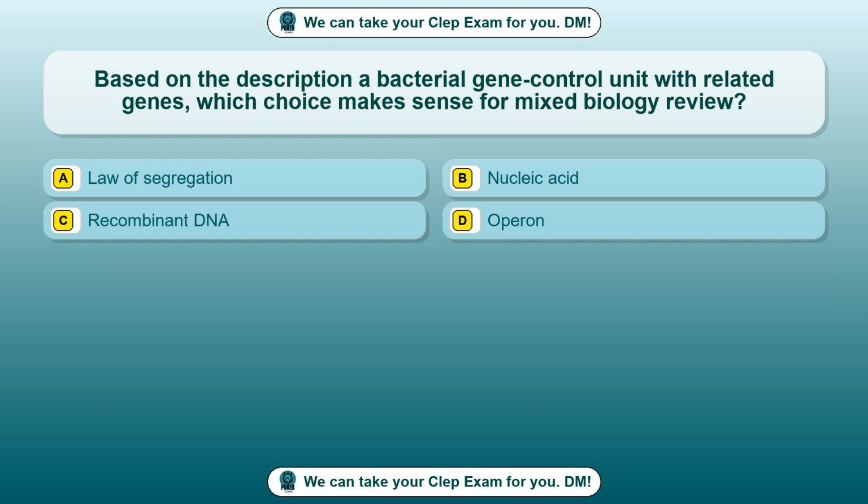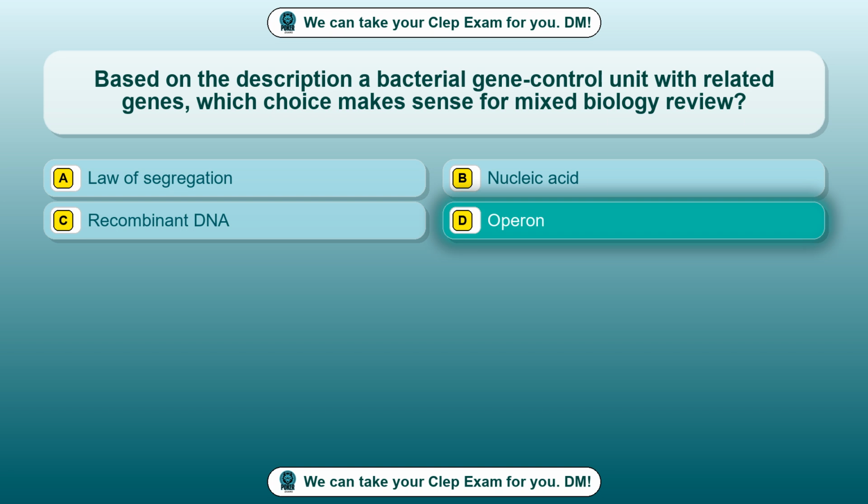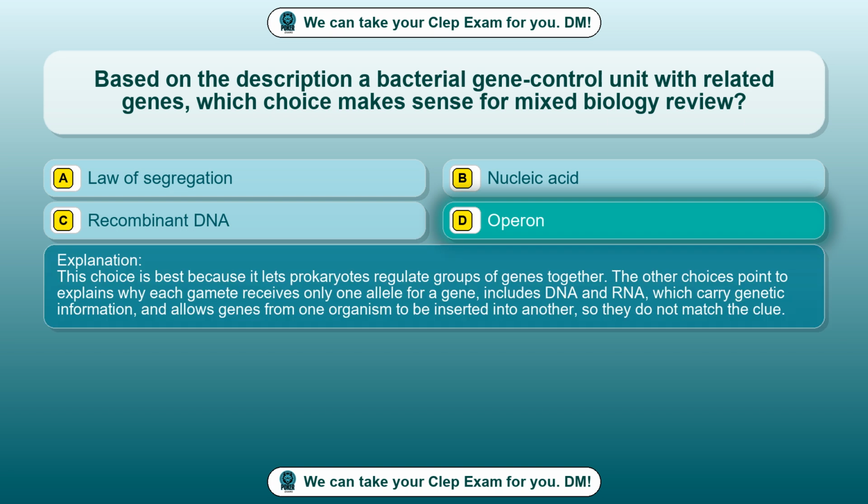Question 97. Based on the description of bacterial gene control unit with related genes, which choice makes sense for mixed biology review? Option A, law of segregation. Option B, nucleic acid. Option C, recombinant DNA. Option D, operon. The correct answer is option D, operon. This choice is best because it lets prokaryotes regulate groups of genes together. The other choices point to explains why each gamete receives only one allele for a gene, includes DNA and RNA, which carry genetic information, and allows genes from one organism to be inserted into another, so they do not match the clue.